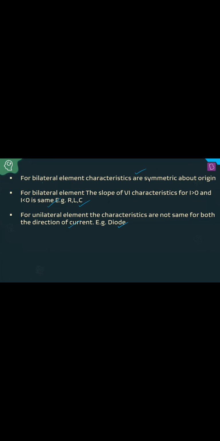If you take any RLC characteristics, yes, friends. This is I, this is minus I, this is V, this is minus V. This is the RLC characteristics. Which element is this? It's bilateral. Both directions slope is equal.